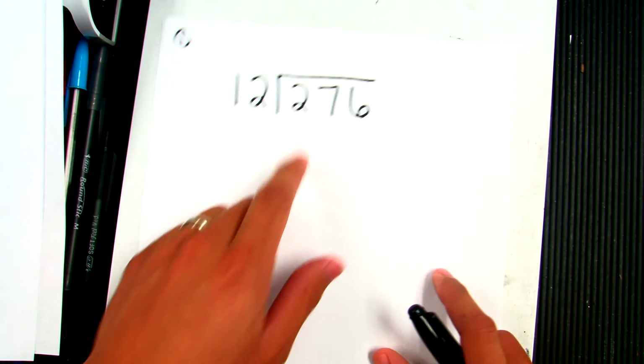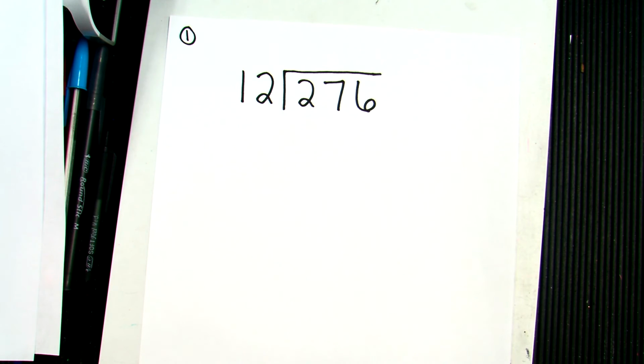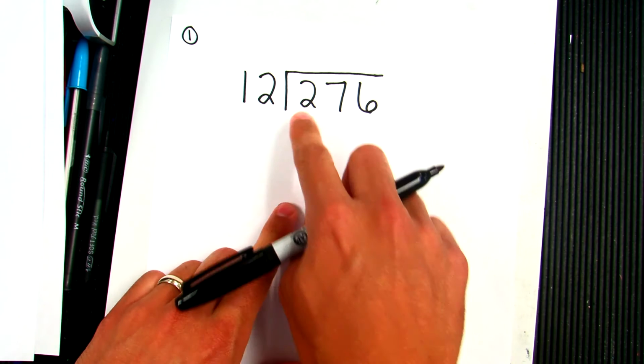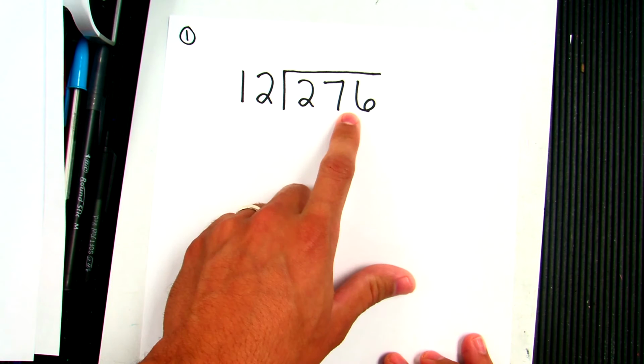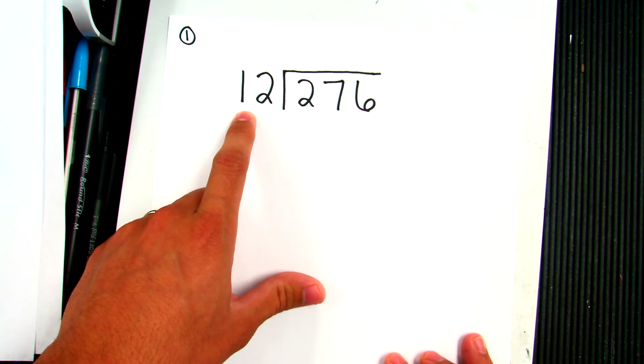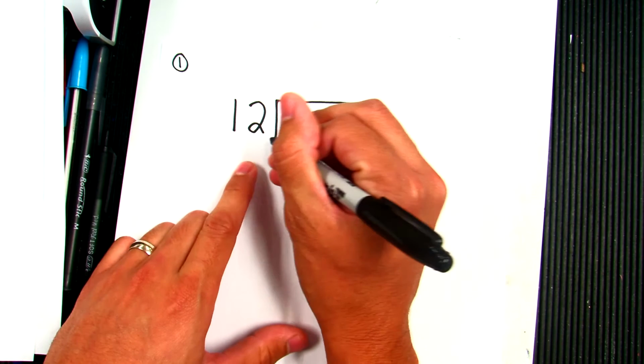Our first example is 276 divided by 12. When I look at this, I have a 3-digit dividend and a 2-digit divisor. So let me begin division. I'm going to start off dividing.